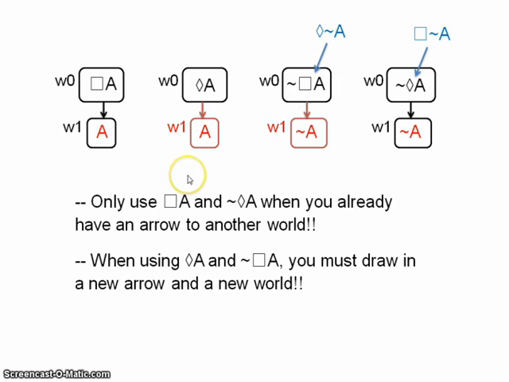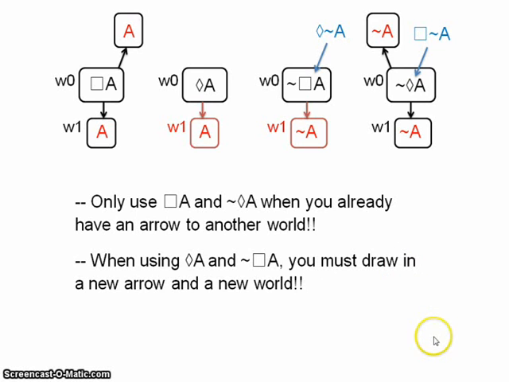Okay, finally, you can use necessarily and not possibly any number of times. So let's say you draw in a new world. You can apply these rules again. If you've had another possibly whatever, and you've drawn in another world from W0, then you can use necessarily A to derive A and not possibly A to derive not A again and again and again. You can do them over and over.